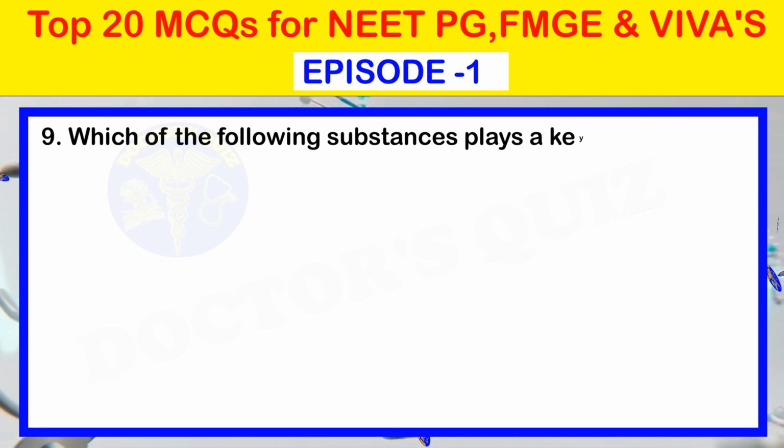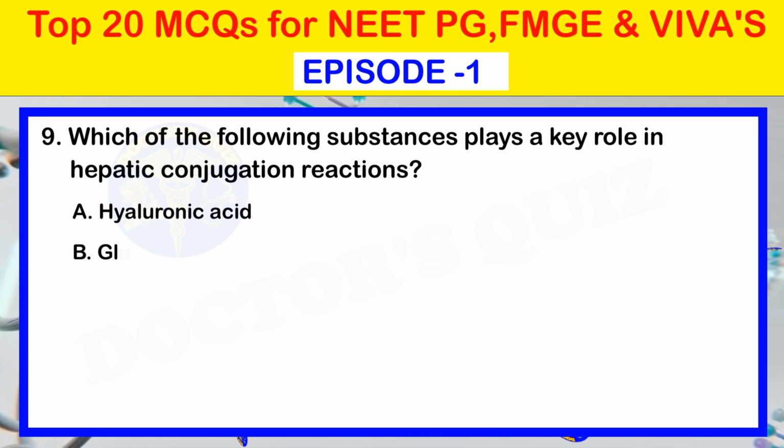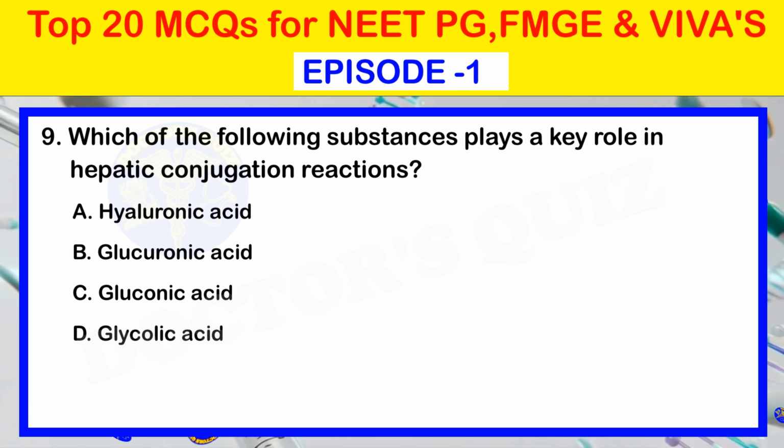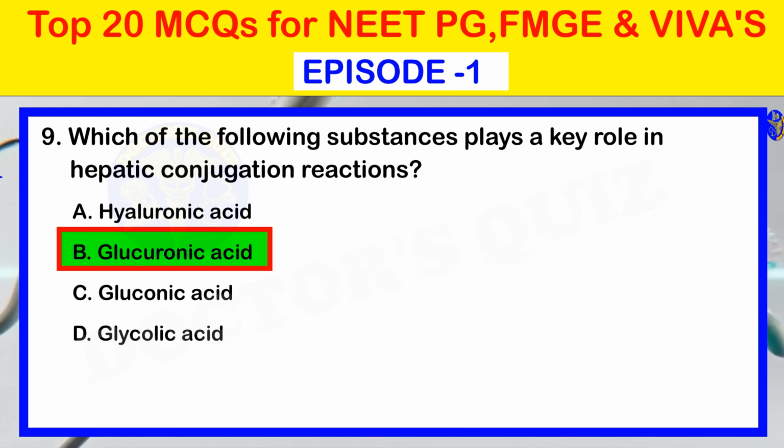Which of the following substances plays a key role in hepatic conjugation reactions? Options are hyaluronic acid, glucuronic acid, gluconic acid, or glycolic acid. Answer is option B, glucuronic acid.